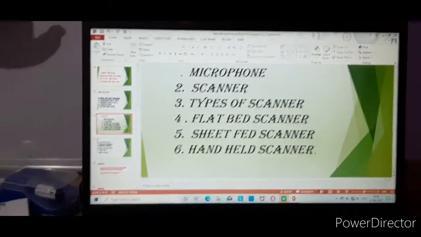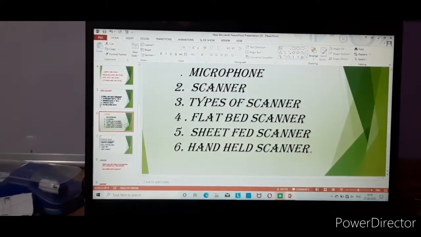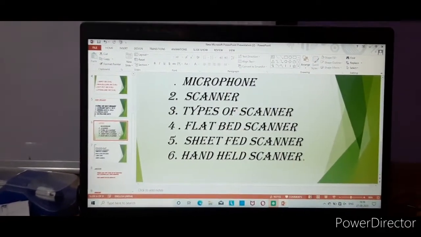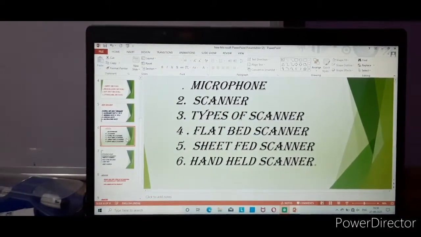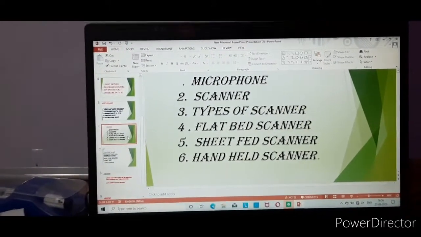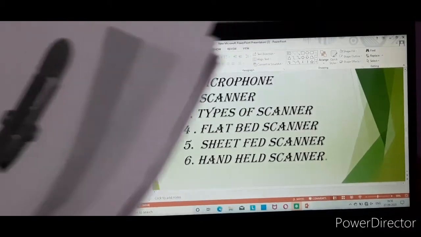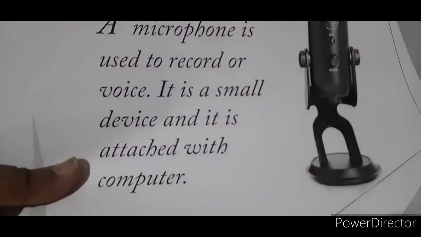Now first we will study about the microphone. A microphone is used to record a voice. It is a small device, and it is attached to the computer.